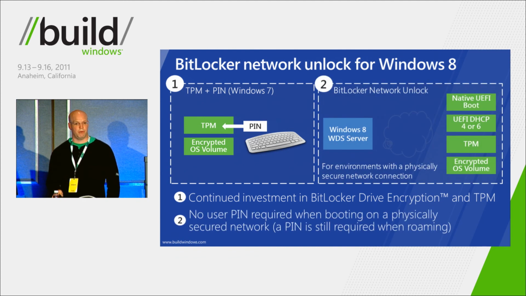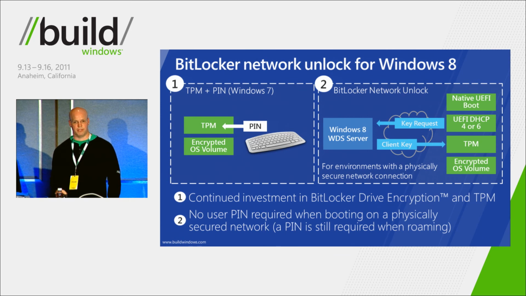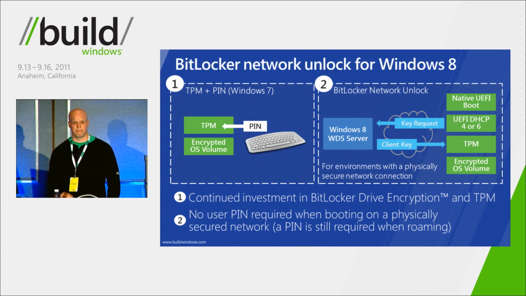The BitLocker Network Unlock feature allows a system to boot if it's on a physically secure network without any user PIN entry. The system needs to have native UEFI boot because this feature in Windows relies on the use of DHCP v4 or v6 protocols to interact with the WDS server and get pretty much the equivalent of the PIN that a user might type in.